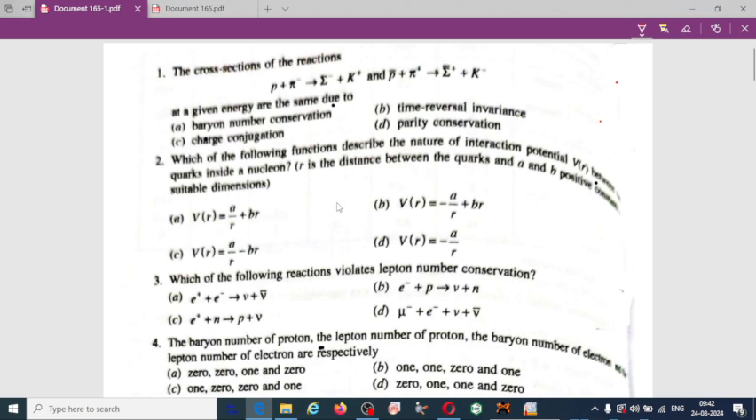In this video, I am going to solve some of the previous year questions from nuclear physics. So these will be helpful for the preparation of KSET exam as well as for NET and GATE exam, because the syllabus for these competitive exams is the same.